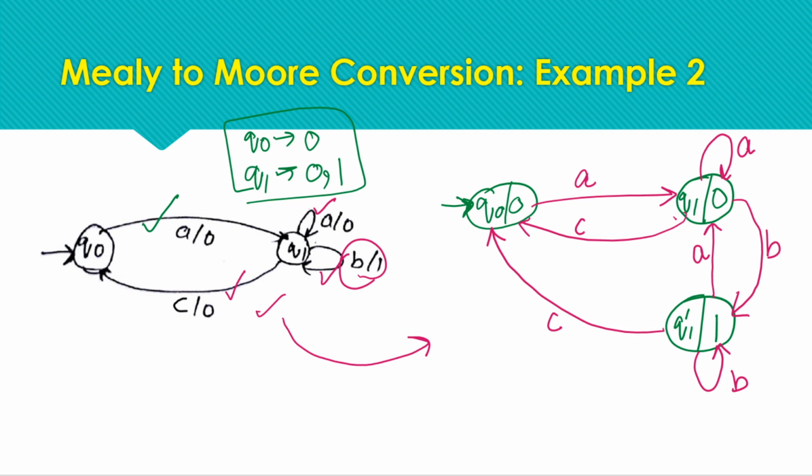Remember one thing, for every transition, if a state is divided into multiple states, then we have to draw the transitions multiple times. It means if the state is divided into two states like Q1 is here, every transition of Q1 will be constructed two times in the equivalent Moore machine.